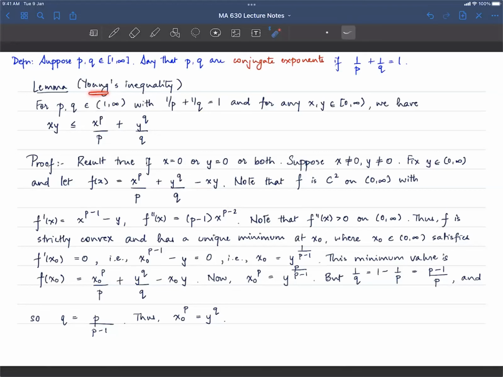All right, so what is Young's inequality saying? Note that in Young's inequality, I'm taking small p and small q in the open interval (1, infinity), so I am disallowing them to take the value 1, and also disallowing the value infinity. So suppose small p, small q are in the open interval (1, infinity), and they are conjugate exponents. In other words, 1 over p plus 1 over q is 1. Let x and y be any non-negative numbers. Then x times y is less than or equal to x to the p over p plus y to the q over q. As I said, this is purely a calculus result.